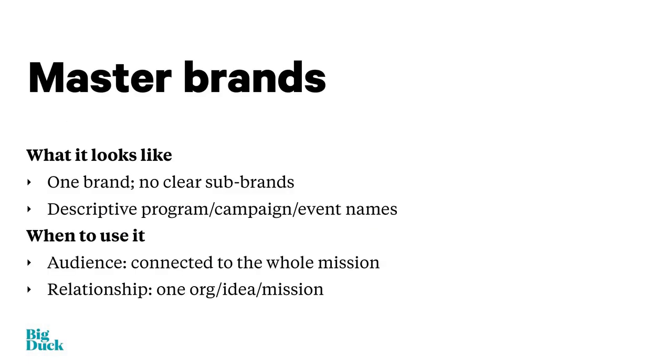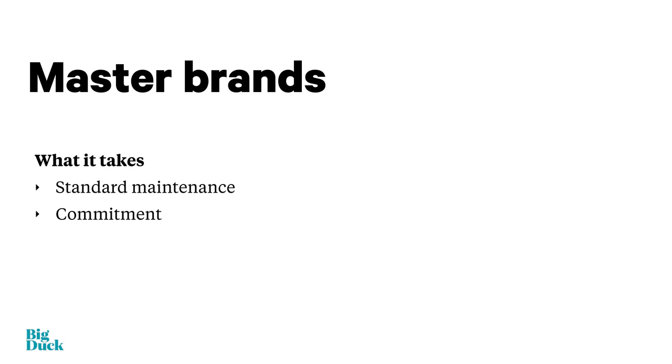So in a master brand, we have one brand, no clear sub-brands. We try as much as possible to use descriptive program names, but we don't give them their own logos, websites, unique visual properties. We don't try to treat them as if they are out on their own. And they are most effective when the audience you're trying to reach should ideally feel a connection to everything you do. If I come in through the door of program A and I should be interested in programs B, C, or D, a master brand structure is going to be the easiest way to help me feel like I'm connected to one organization, one idea, one mission, not multiple programs or multiple events.